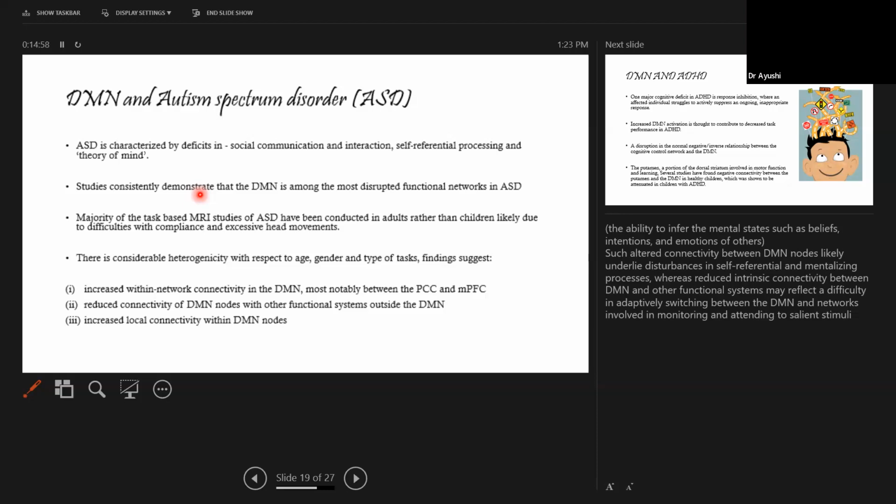But most of the findings suggest that there is increased connectivity between the DMN nodes. Nodes are the parts of the default mode network which we mentioned earlier: the medial prefrontal cortex, the anterior cingulate cortex, the posterior cingulate cortex. So there is increased local connectivity amongst these and reduced connectivity of the DMN with other networks, so that the patient, the child, is not able to switch between the DMN and other networks, and is not able to attend to other stimuli because there is so much connectivity in the DMN.